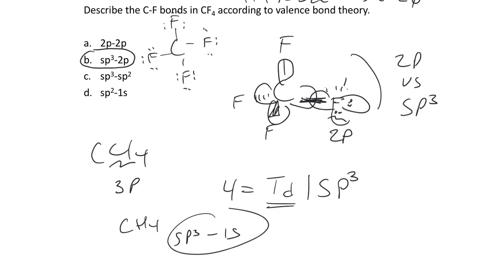So sp3 doesn't really tell us anything in addition that we didn't already know. For example, these bond angles are still 109.5 degrees. So we're still obtaining the same bond angle predictions that we had from tetrahedral.